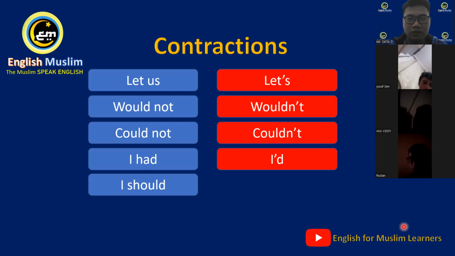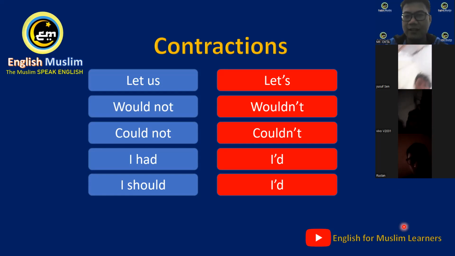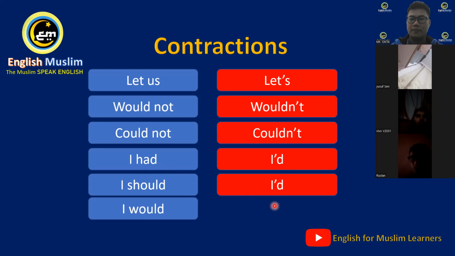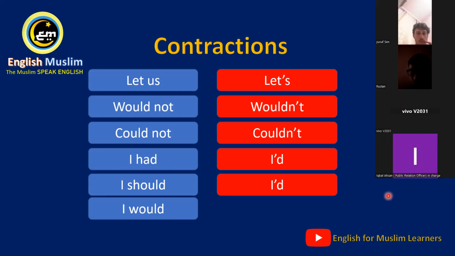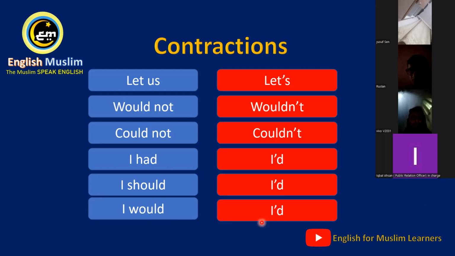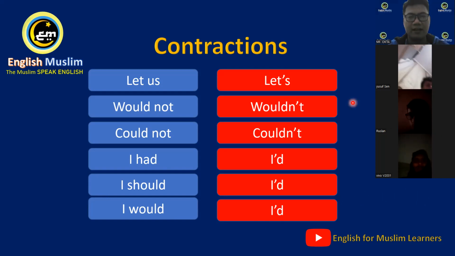Okay, I should. Eat, yeah? It, nice. Similar, okay. And the same things, yeah? I had, I'd, I should. One more, I would. I'd, yes. The same I'd. Three of them similar. I'd, I would, I should, I had.